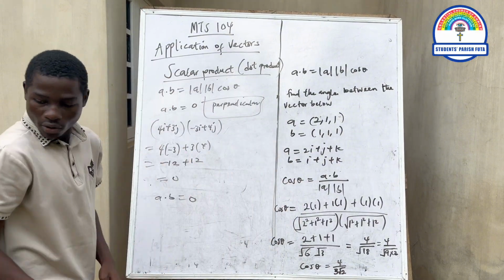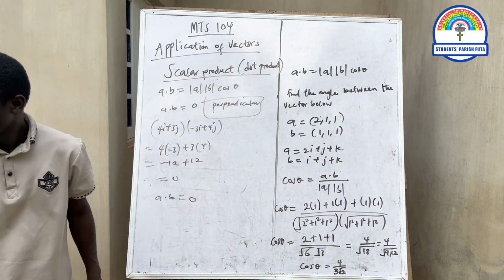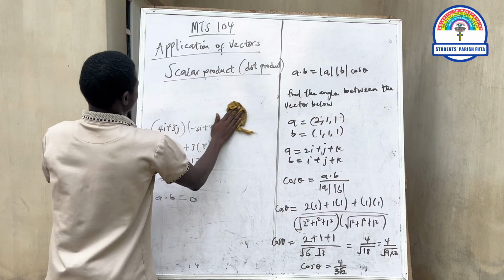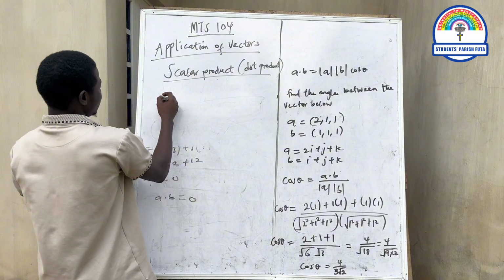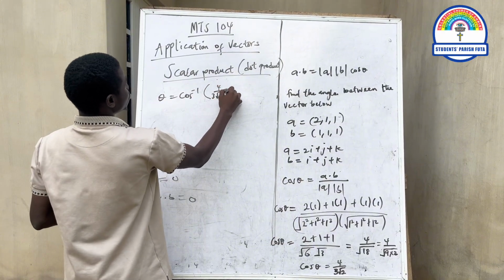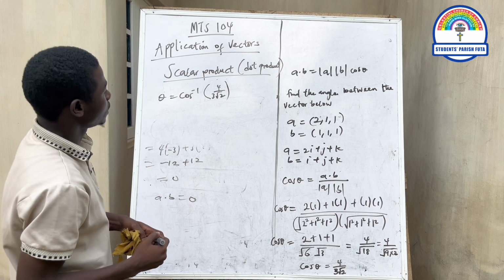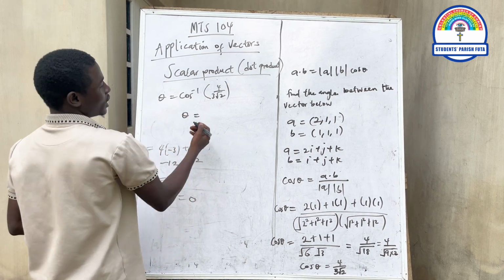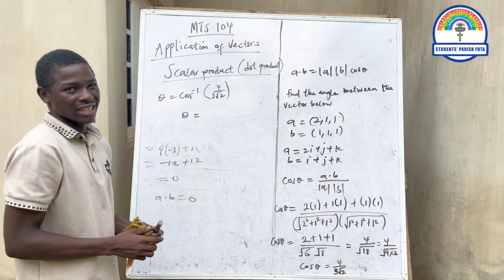So if you are looking for the angle, what do you do next? Just come here and say theta equals arc cos 4 over 3 root 2. So when you find 4 over 3 root 2, then you use shift cos on the calculator, then you get your answer. So that is that. Are we good to go?